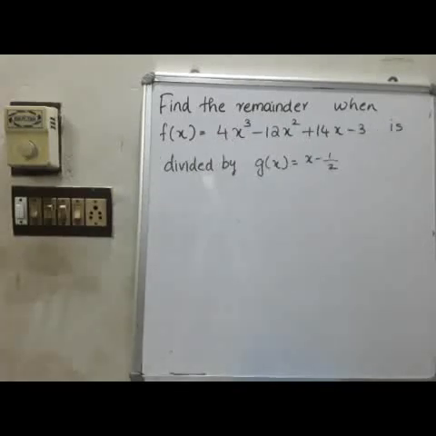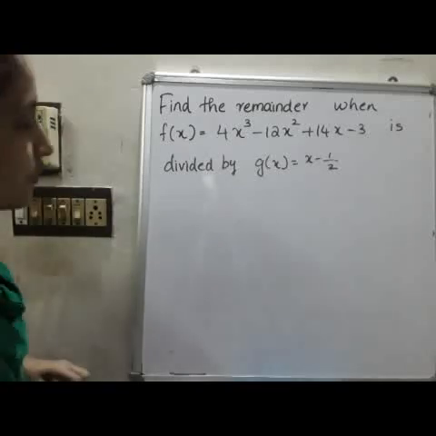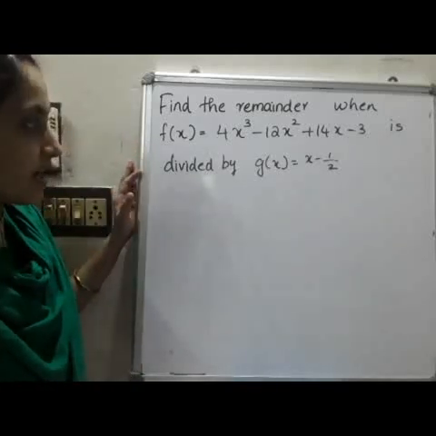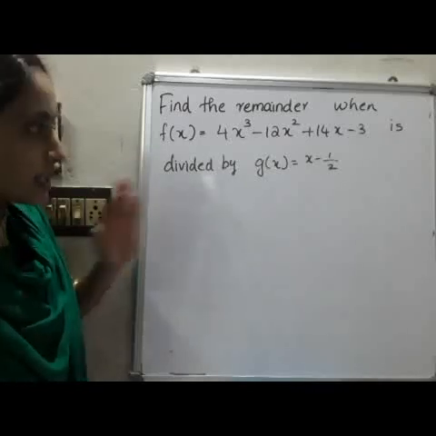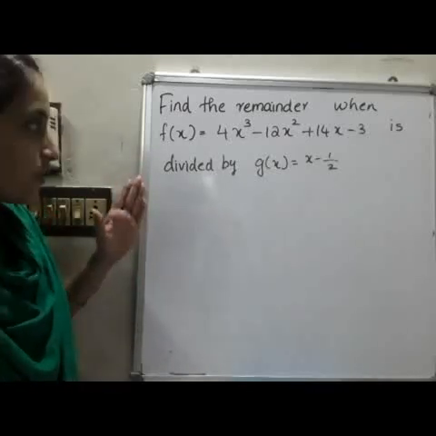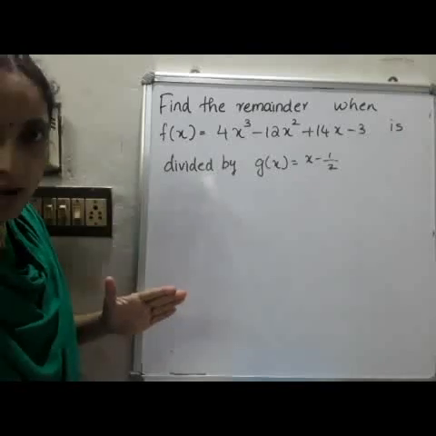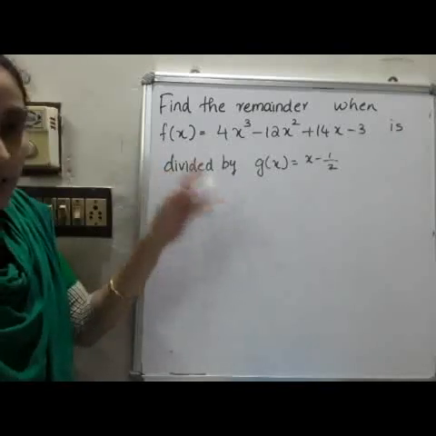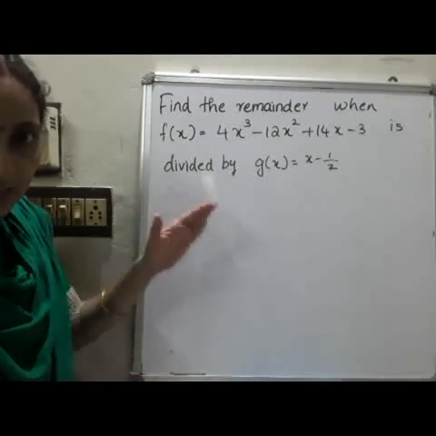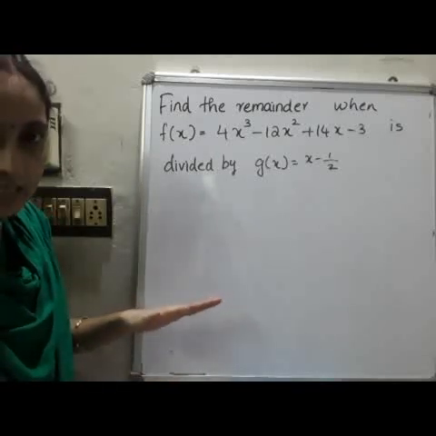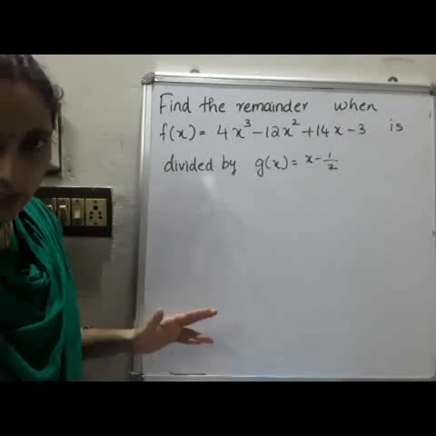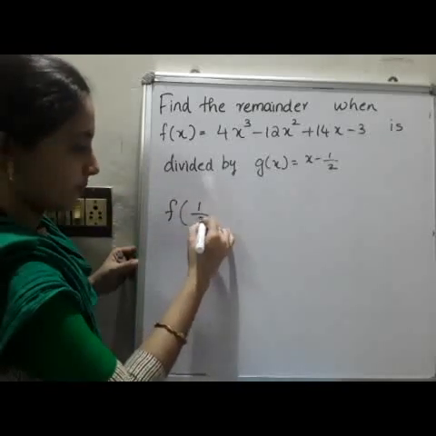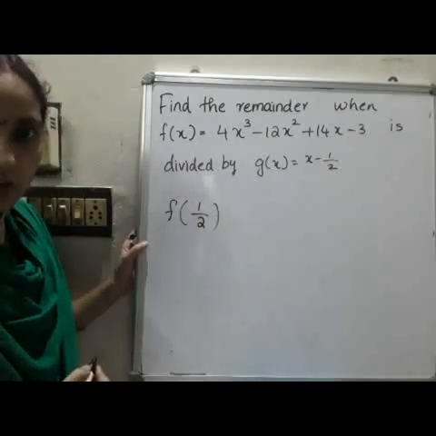Next one is find the remainder when f of x is equal to 4x cube minus 12x square plus 14x minus 3 is divided by g of x is equal to x minus 1 by 2. Okay, what is the first step? I will not write. You have to do it by yourself. f of x is equal to the question. Then what is the next step? x minus 1 by 2 is equal to 0. On the side you have to write. So what is the value for x? x is equal to 1 by 2. Then you have to find f of 1 by 2. Okay, f of 1 by 2 you have to calculate.